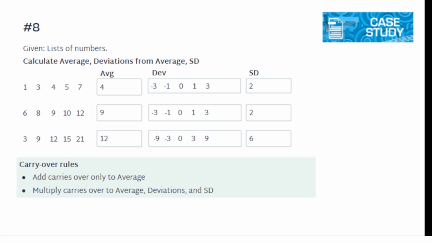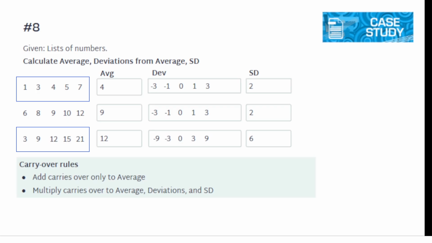And if you now pay closer attention to the last list, you will see that it is made by multiplying each entry by 3. So 1 multiplied by 3 is 3, 3 times 3 is 9, 4 times 3 is 12, 5 times 3 is 15, 7 times 3 is 21. So you can see it's made by multiplying each entry by a fixed number.